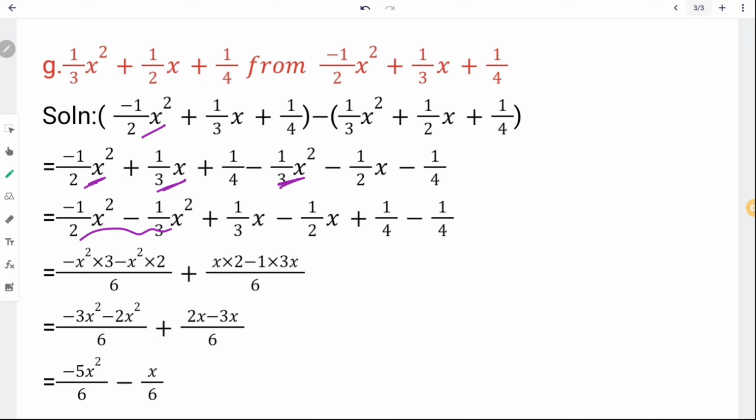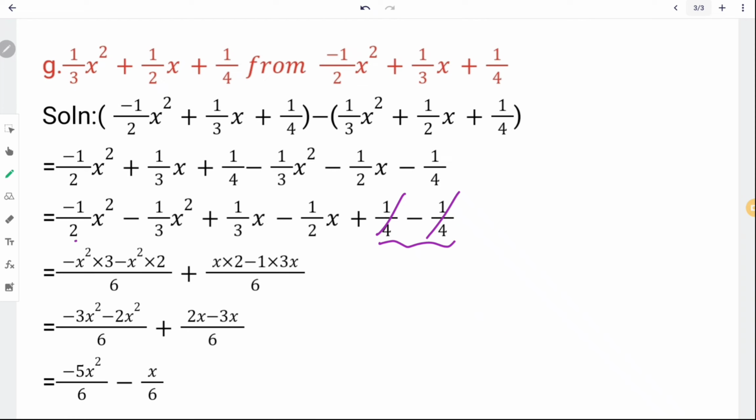Next is 1 by 3x, and then minus 1 by 2x, so bring them together. And then you can already see here plus 1 by 4, and this side minus 1 by 4, so keep them together here. All right, so if you look at the last two terms, one is plus, the other is minus, right? So which means this will become 0.